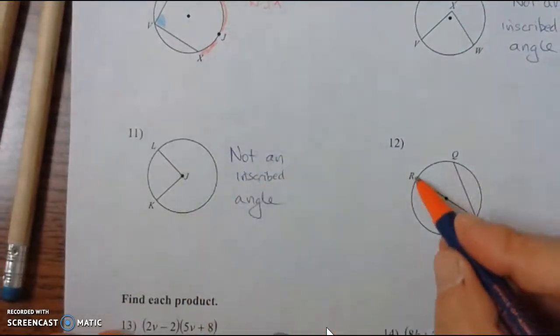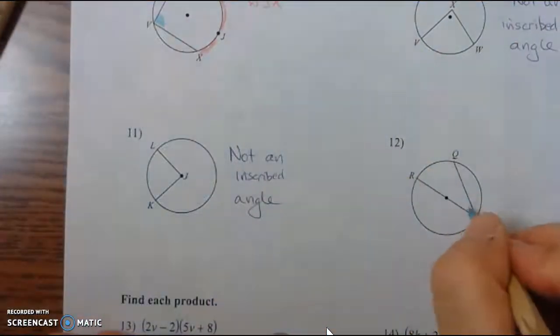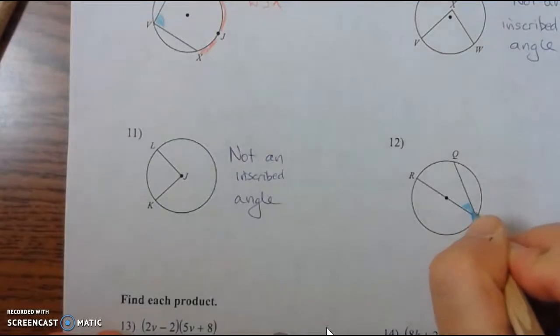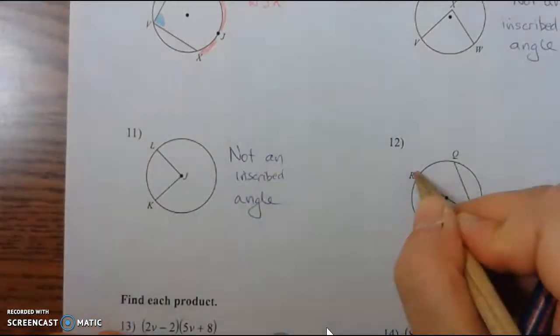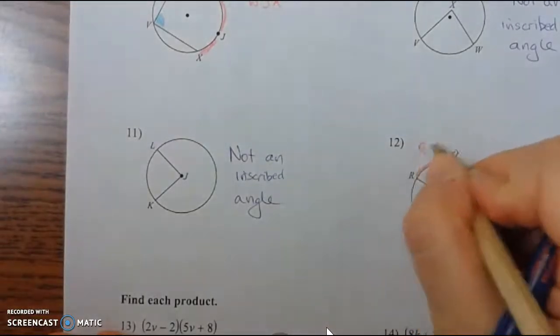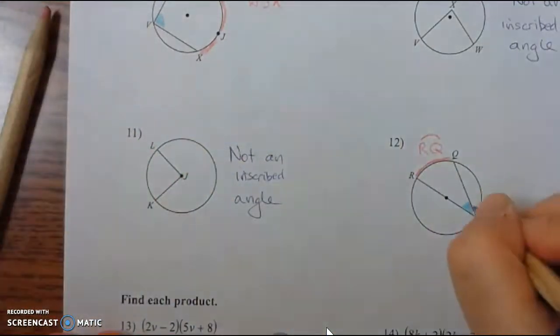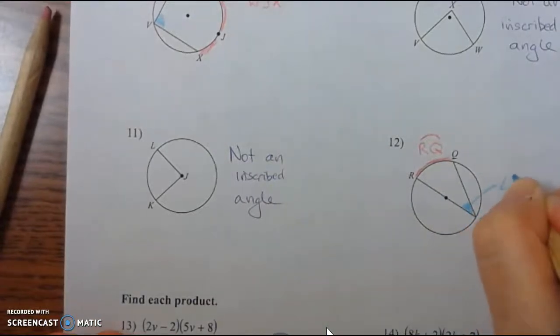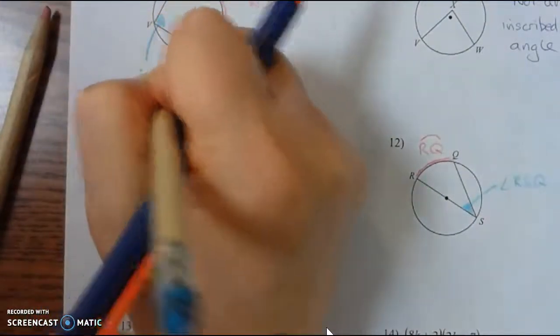What about this? R and S and Q, they are all on the circle itself. So this is an inscribed angle. And then which is the arc that is intercepted by that inscribed angle? It is arc RQ. That's my notation here. And the inscribed angle here is angle RSQ. Whereas this angle is angle W3J.